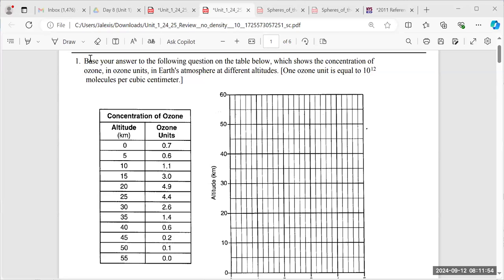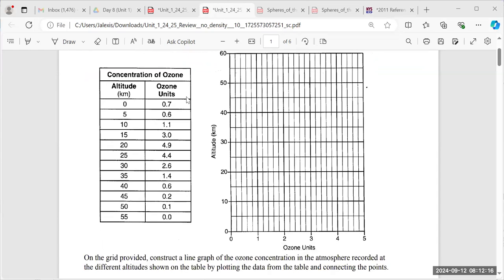All right, number one, it says basic answers to the following question on the table below, which shows a concentration of ozone in ozone units in Earth's atmosphere at different altitudes. One ozone unit is equal to 10 to the 12 molecules per cubic meter.